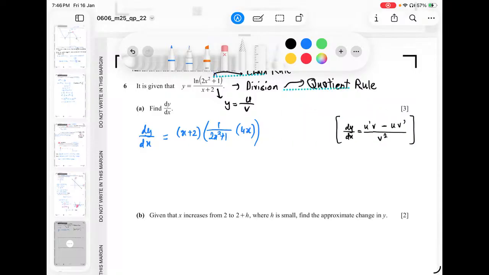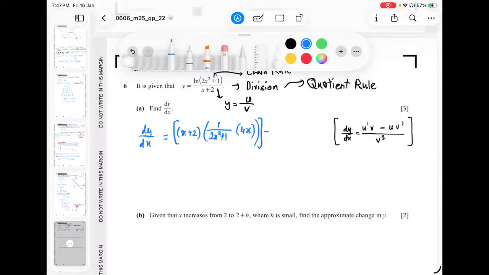So that's your first part of the differentiation, and then you minus this whole thing by leaving ln of 2x squared plus 1 as it is and differentiating the denominator. When you differentiate the denominator, you get 1. So you just write it as ln of 2x squared plus 1, and you divide it all by x plus 2 squared. So that's it. You can just leave it like this.